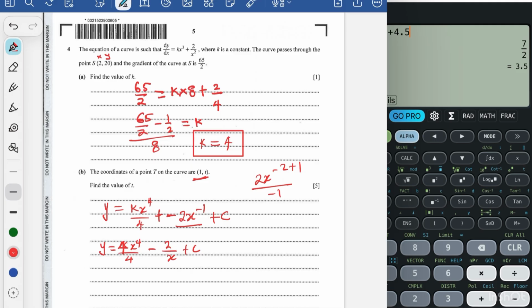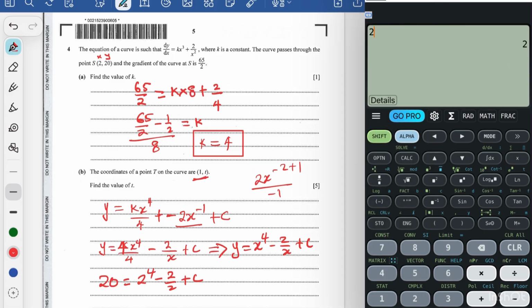Okay, so from here, I will just simplify. This is the same thing as y is equal to x to the power of 4 minus 2 by x plus c. Okay, so I need to find c, so I will substitute 2 and 20. So 20 is equal to 2 to the power of 4 minus 2 over 2 plus c. So this will be 20 minus 16. Then 2 over 2 is 1. That will be plus, on the other side, plus 1.